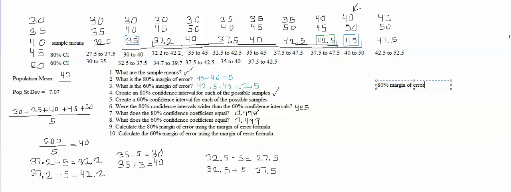To get the 80% margin of error, you multiply the 80% confidence coefficient, which we found in question 7. I'll put 80% CC for confidence coefficient, times the population standard deviation, which I gave to you in this question, over the square root of your sample size. We have our 80% confidence coefficient from question 7. We can just plug that in right here.